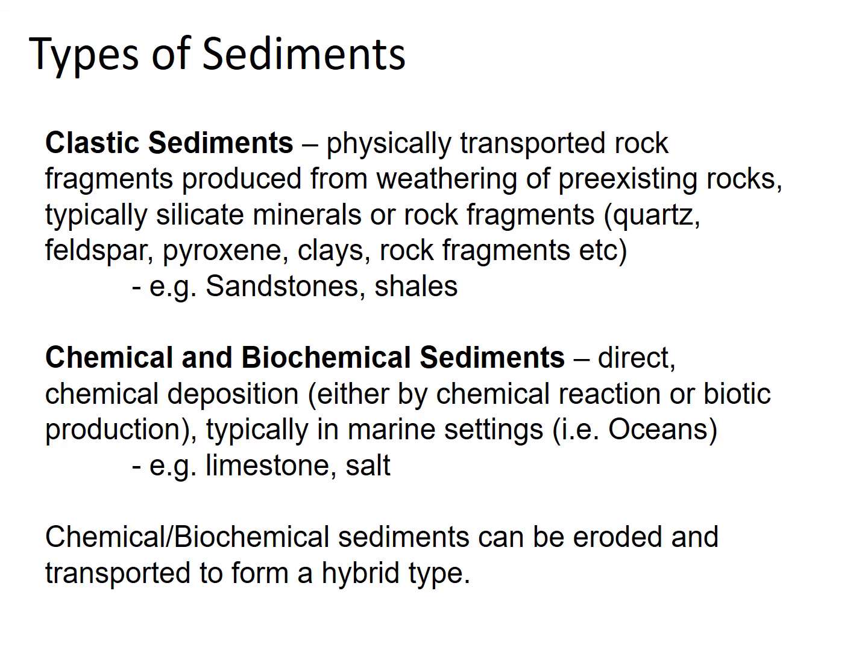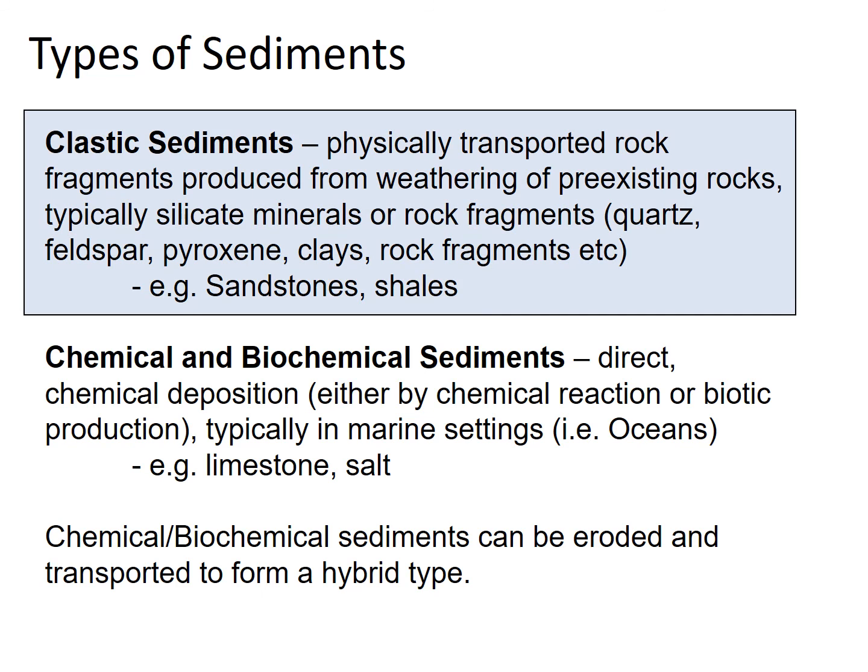Chemical or biochemical sediments form chemical or biochemical sedimentary rocks. This is direct chemical deposition, either by chemical reaction or biotic production, typically in marine settings like oceans, where you can see limestones. One thing to keep in mind is these are forming from solution. For example, limestones are precipitating calcium carbonates and all of these carbonate minerals from solution originally.